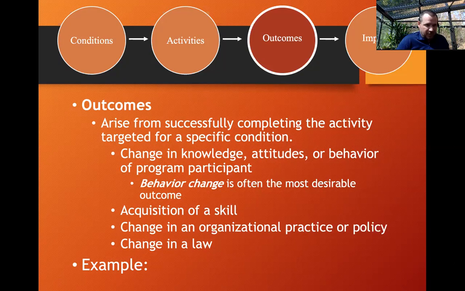The example here might be, conditions: adolescents are getting alcohol. The activity: we do enforcement checks. The outcome is that adolescents report less availability of alcohol and maybe less drinking behavior as a result. So that would be our desired outcome in this situation.